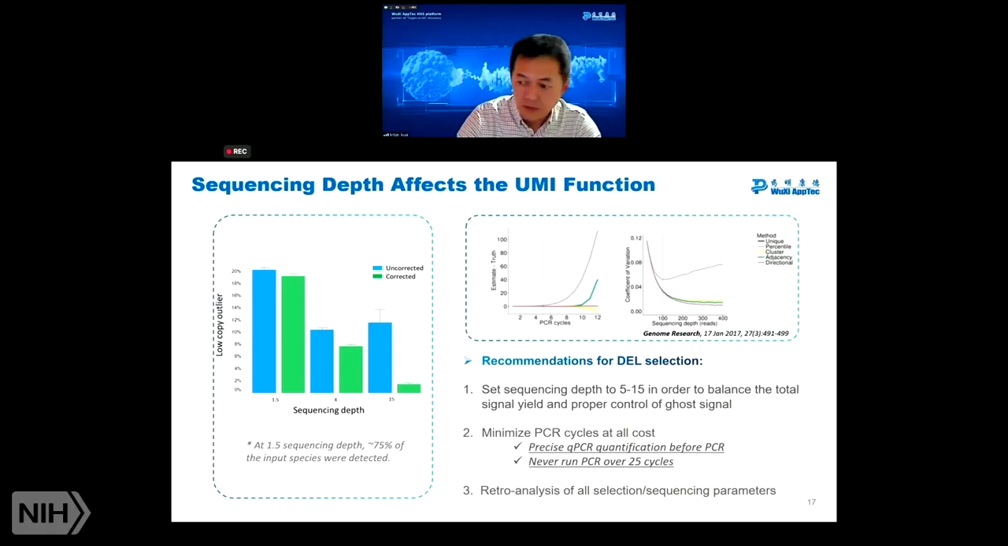And also, try not to run PCR more than 25 cycles. Okay, our house rule is if you have to run the PCR over 25 cycles, you might as well not sequence it. Okay.